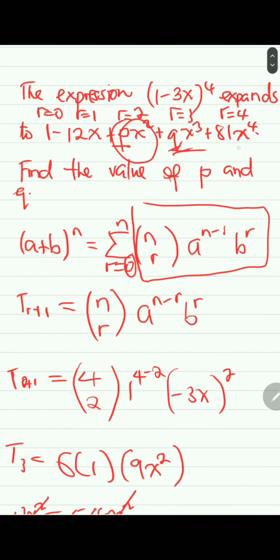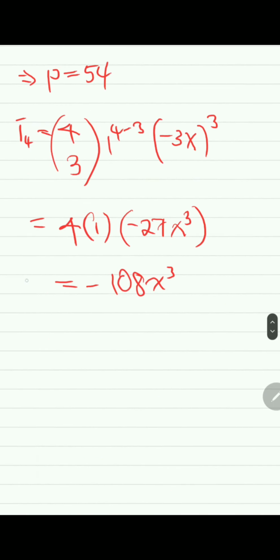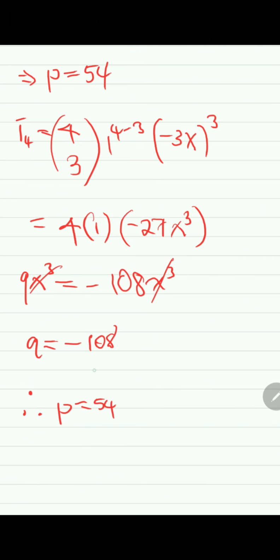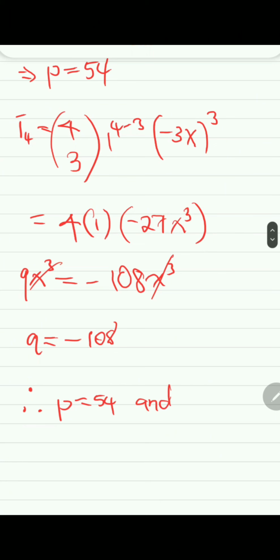Now let's compare with what is there in our question. This is qx cubed, so it will be on the left, such that the x cubed will cancel both sides, giving q equal to negative 108. So this therefore means that the value for p is equal to 54 and q is simply equal to negative 108.